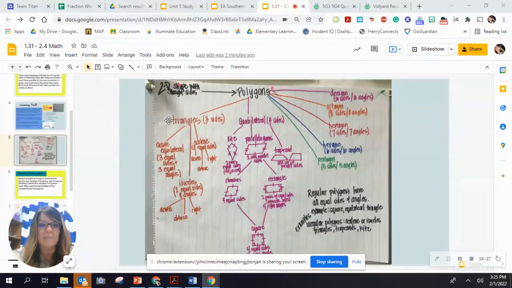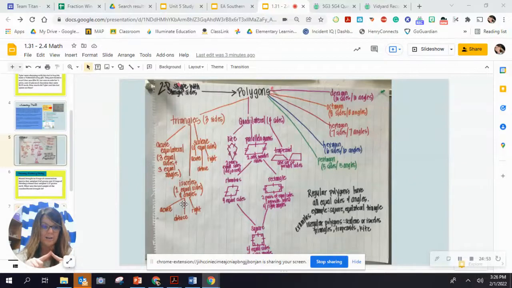So the first type of polygon on here that you need to know is a triangle. You are familiar with triangles. You know that triangles have three sides. There are three categories in which we can break those triangles down. We can have acute equilateral triangles, which have three acute angles. Acute means less than 90 degrees, and three equal sides.